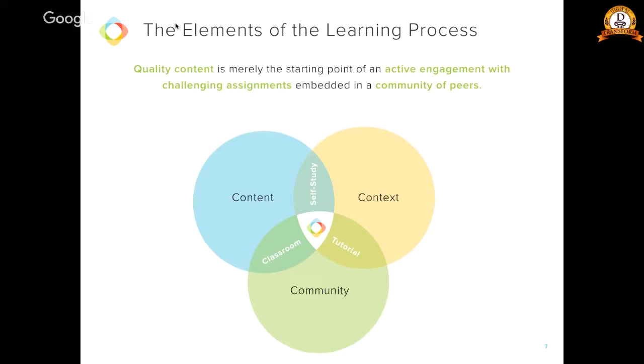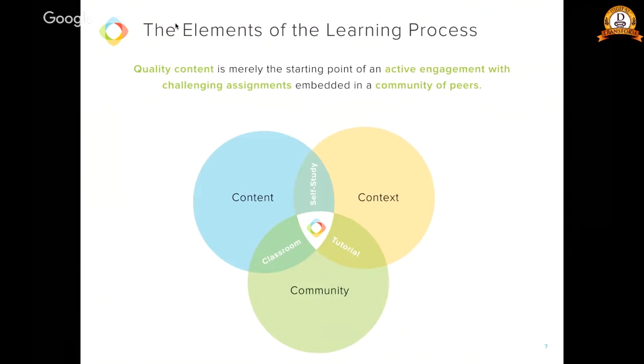And the third element is community. That is that you come together with others and negotiate truth, where you discuss and engage with material in depth. And at the intersection of these three elements, content, context, community, there are the very elements of what university studies are made up of today. Self-study, i.e. working with a textbook, lies at the intersection of content and context. The tutorial section, as you say in the US sometimes, lies at the intersection of context and community. And the classroom, the seminar, is where you come together with others to discuss content. So that's at the intersection of content and community.